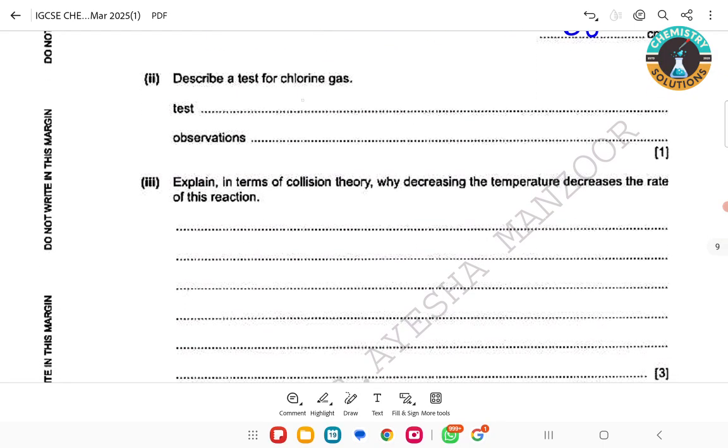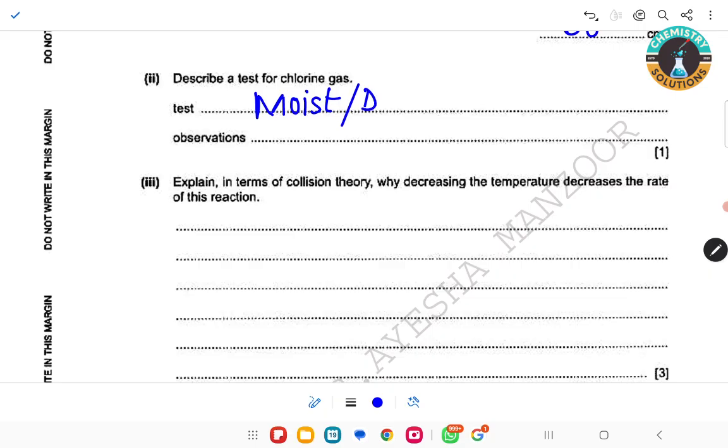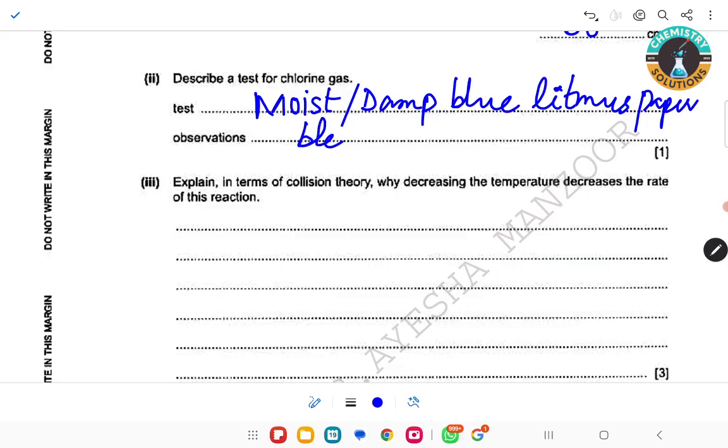Describe a test for chlorine gas. Chlorine is basically going to bleach damp litmus paper. So we can take moist litmus paper, either moist or damp, both are the same word. Blue litmus paper: first it will turn a little red and then it will bleach. So chlorine gas will bleach the litmus paper.